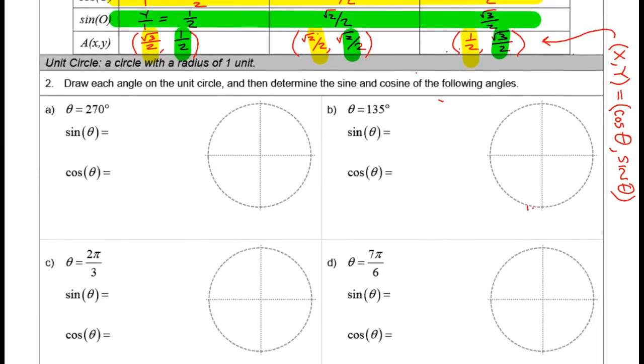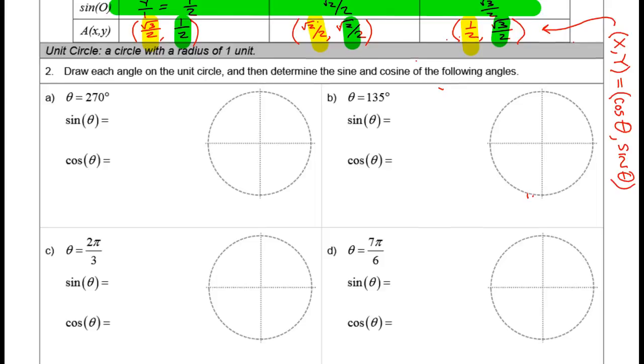And we have a note here that says the unit circle is a circle with a radius of 1. That's something we've talked about in class, but we're going to use that to our advantage when we're looking at problems like those in example 2 here. So it says draw each angle on the unit circle and then determine the sine and cosine of the angles. Okay, so we got a couple that deal in degrees and then we'll move into radians. First one we'll look at is 270 degrees.